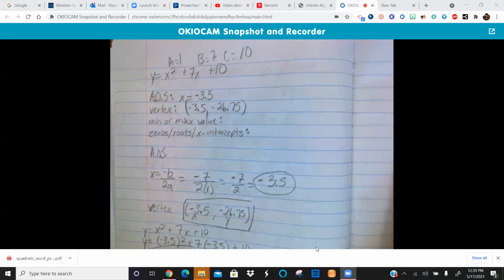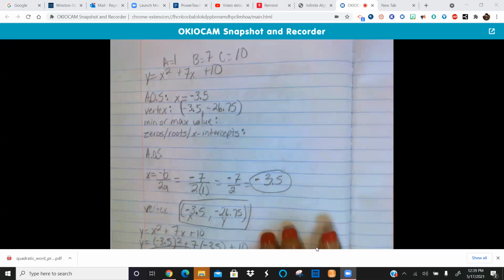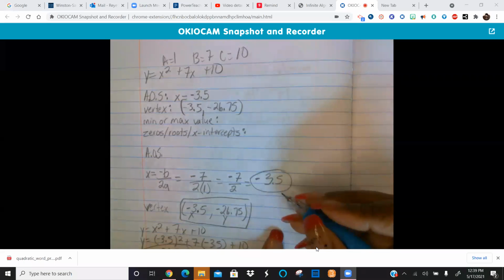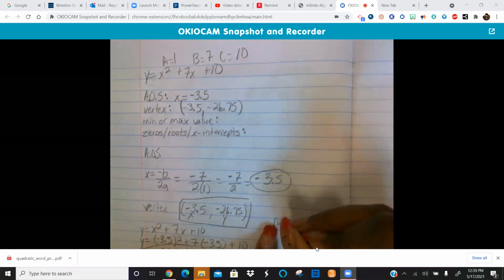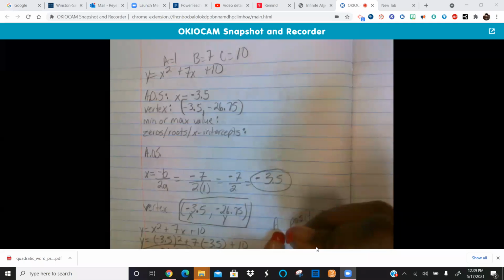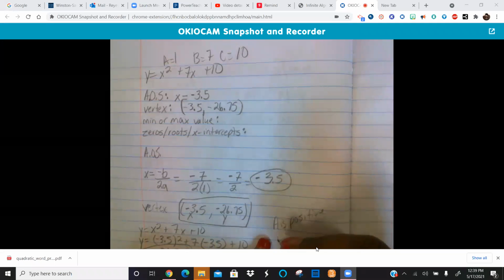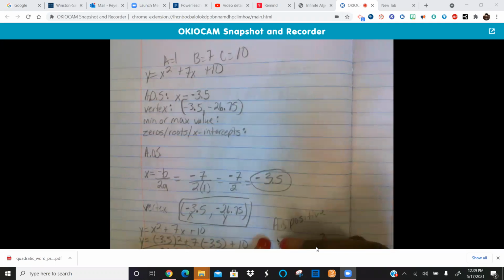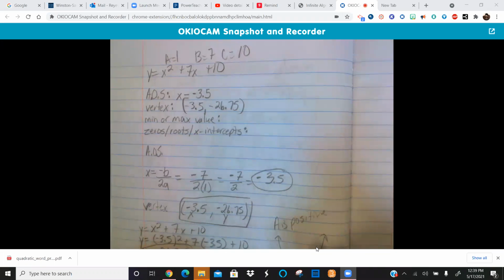Is that our minimum or our maximum? It's minimum. Very good. Because A is a positive number, this is an upward parabola. So that means that our vertex is going to be a minimum.